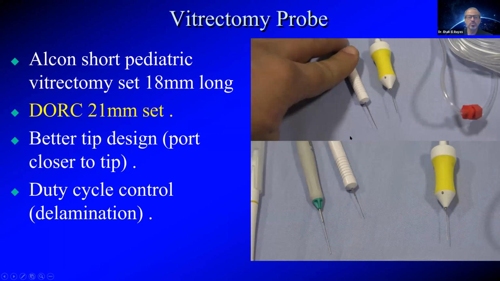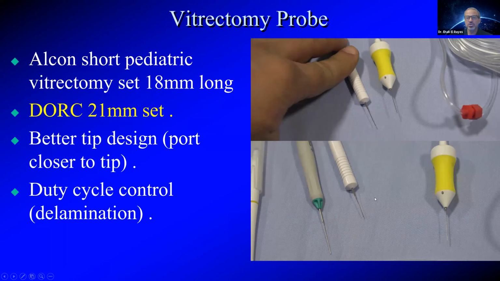If you compare both probes, this is 21 millimeter pediatric vitrectomy set by DORC compared to the 18 millimeter by Alcon. So shorter probes definitely are better in pediatric surgery, especially if you're dealing with the first 5 years of age and there's a small eye, then shorter instruments will help you instead of damaging tissues inside the eye.